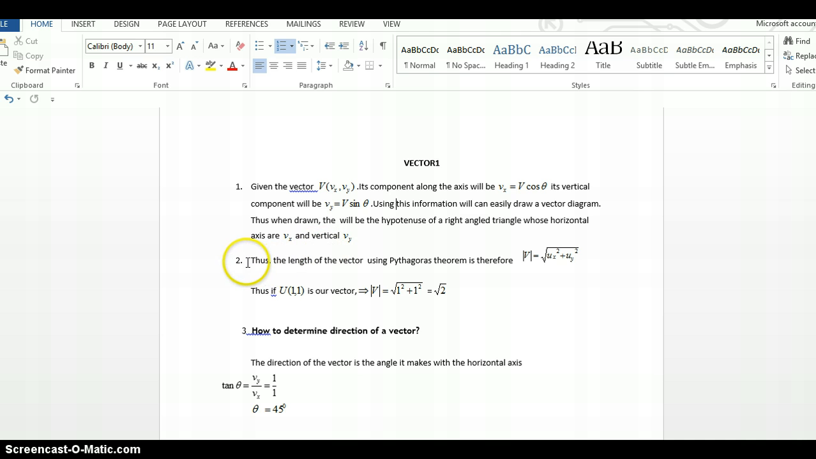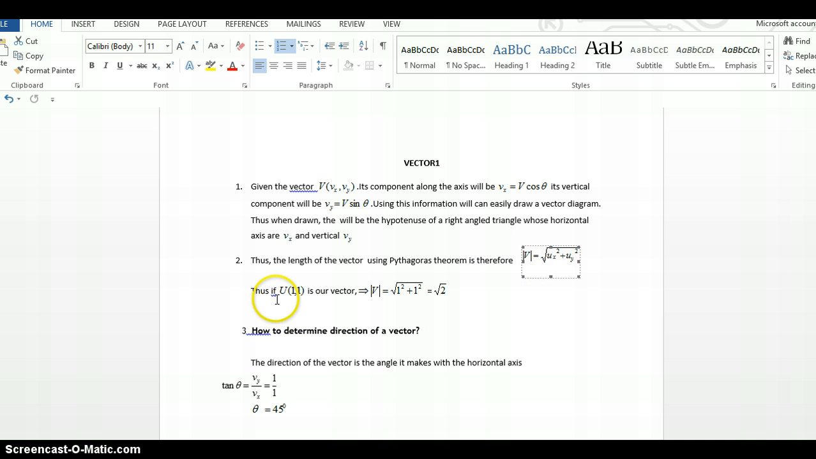The second is how we can calculate the length of a vector. Generally, if we know ux as the horizontal component along the x-axis and uy as the vertical component along the y-axis, then if you take the sum of the squares of the two components and take the square root, you will arrive at the length of the vector.